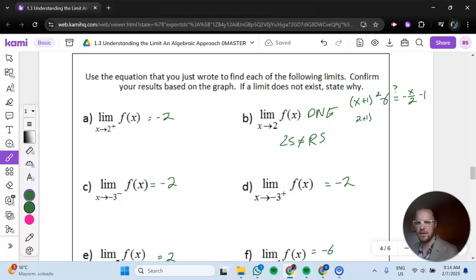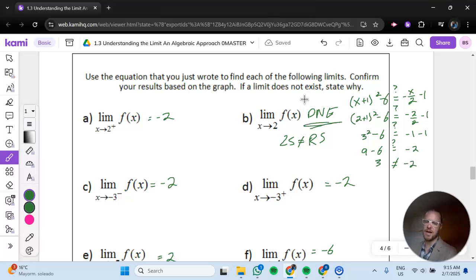So 2 plus 1 squared minus 6, that's going to be 3 squared minus 6, which is 9 minus 6, or 3. Now on the other side, where we're trying to figure out if these things are equal, we've got negative 2 over 2 minus 1. Negative 2 over 2 is minus 1. So minus 1 is going to give me negative 2, and 3 does not equal negative 2. Therefore, it does not exist.